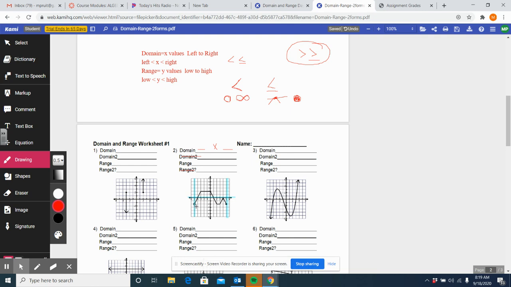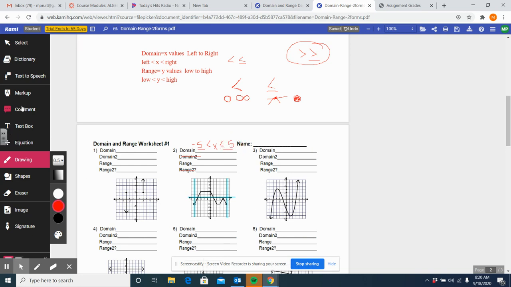So what's our farthest left point? It's an open circle, and it's at -5. So it goes from -5, and open circles are less than. Then it goes all the way to +5, and that is a closed circle. So it's going to be less than or equal to +5.